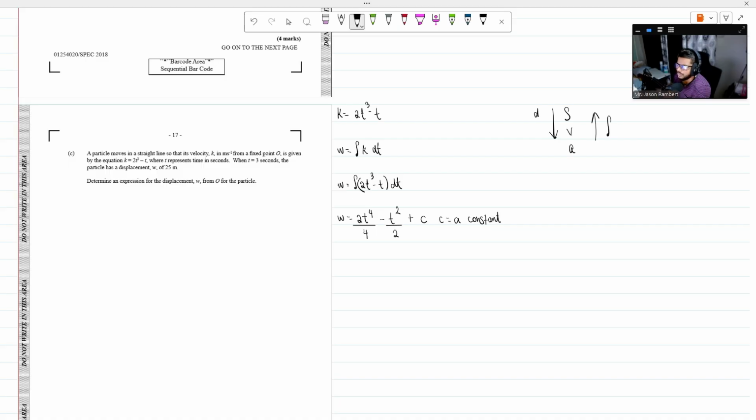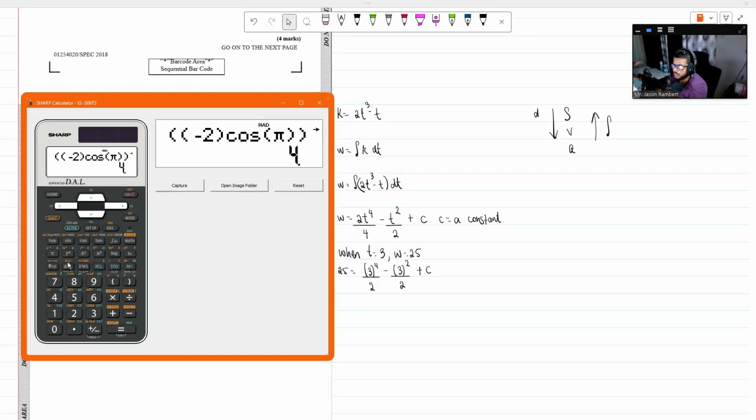Remember, t is time, w is displacement. When t is 3, the displacement is 25. When t is equal to 3, w is equal to 25. So I'll get 25 is equal to 3 to the power 4 over 2. I just simplify the fraction. Minus 3 to the power 2 over 2 plus c. 3 to the power 4 over 2, take away 3 to the power 2 over 2.